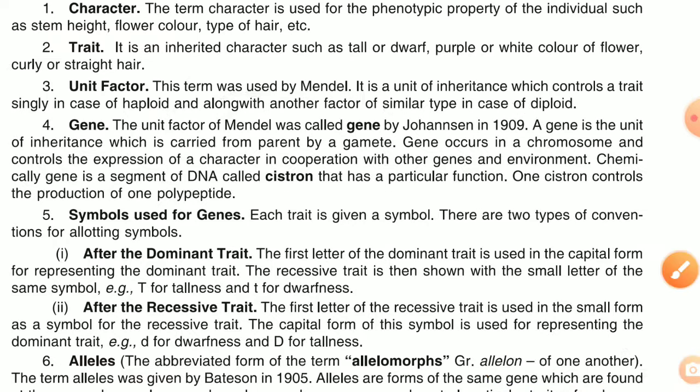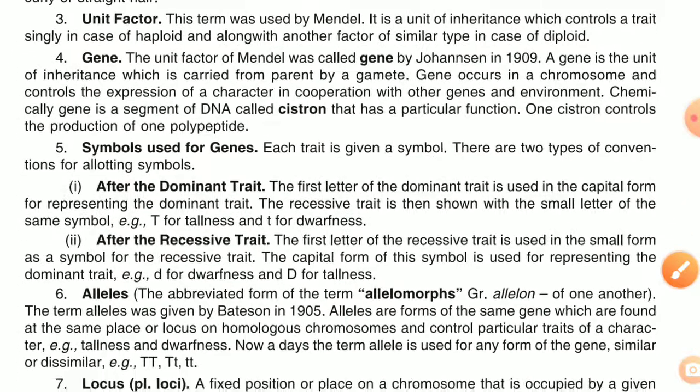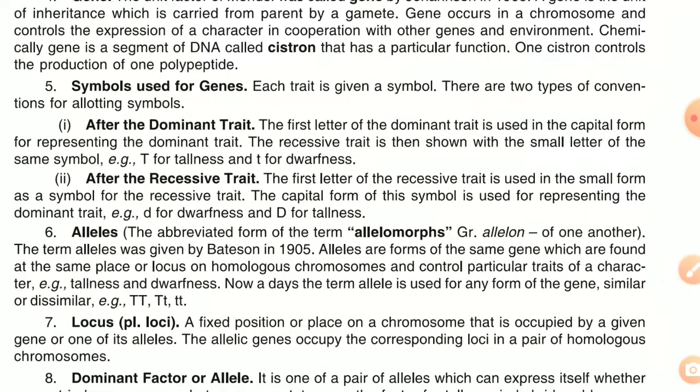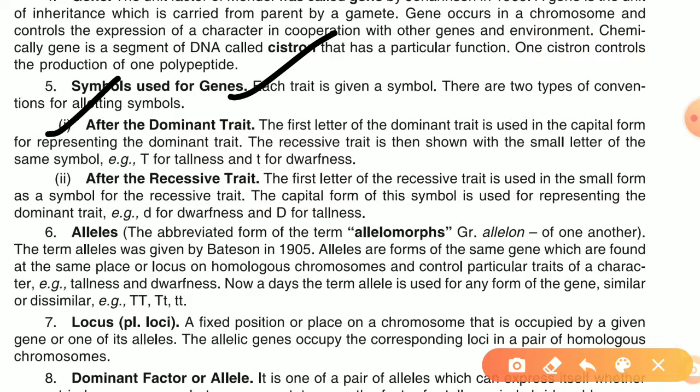Then the next term is symbol used for genes. So different symbols are used for genes. Like each trait is given a symbol. So there are two conventions for allotting symbols. First is after the dominant trait, and second is after the recessive. Means for every gene, we denote a particular gene with a certain symbol.